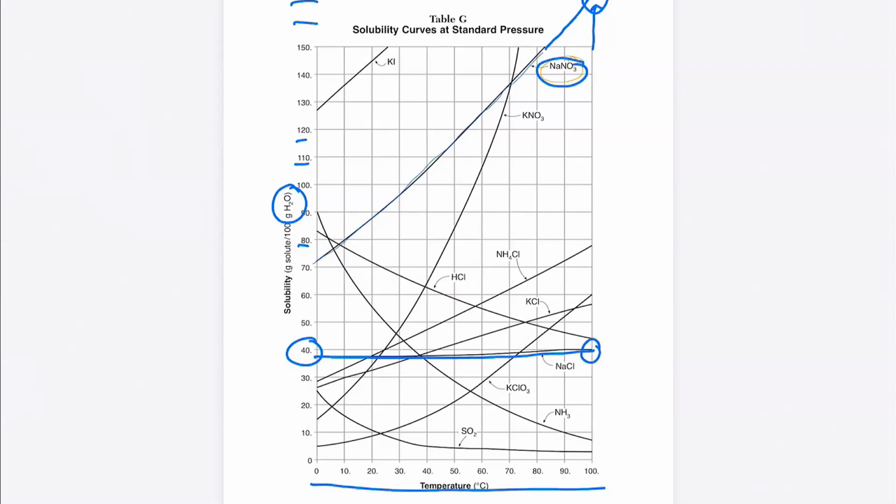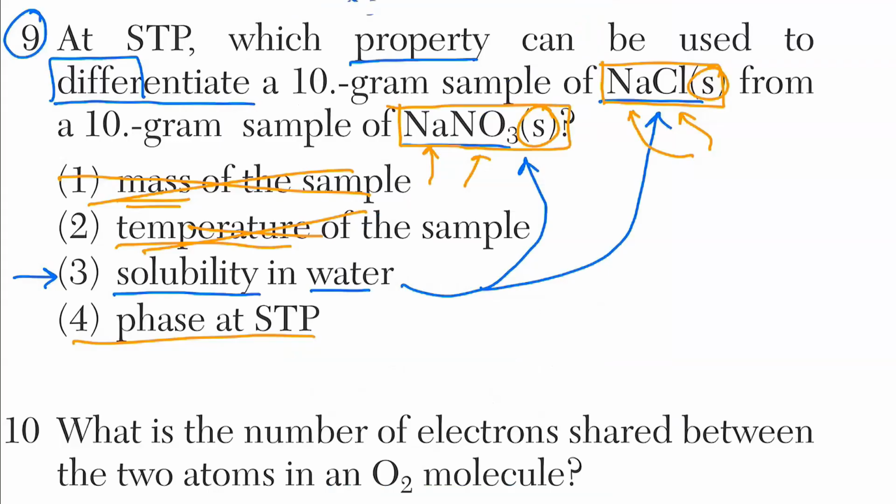Okay, so be aware that you have solubility curves, and it's a physical property. When we dissolve these things in water, they're not chemically changing. All right, they're changing into an aqueous phase. So again, number 3 is your answer there for number 9.